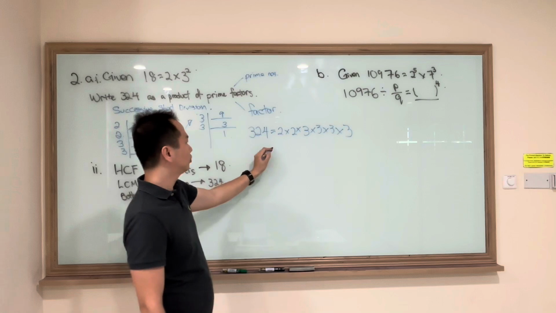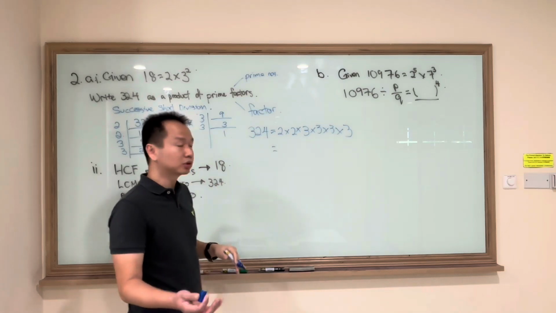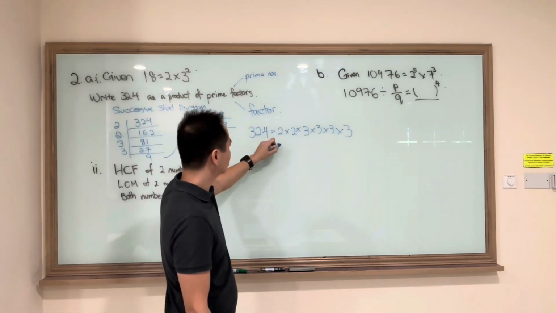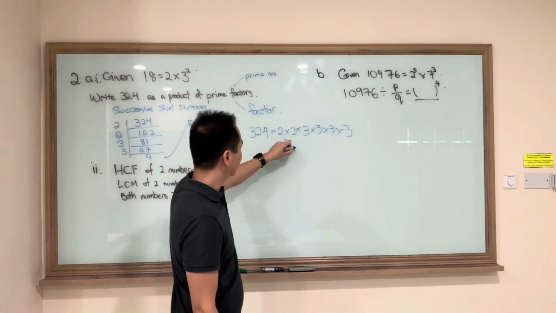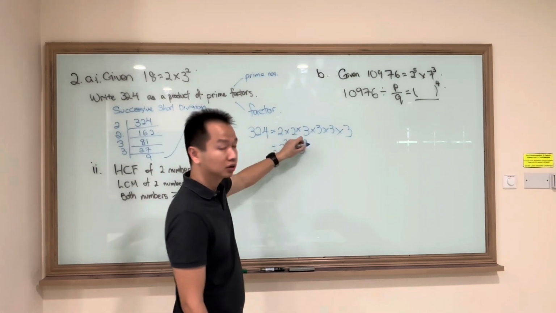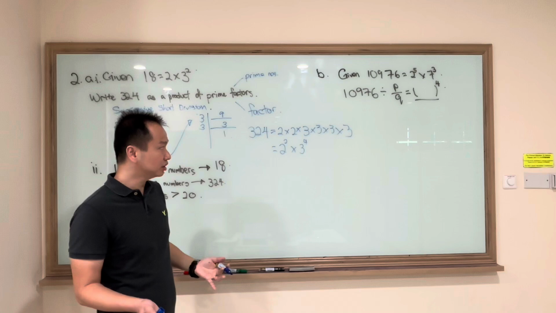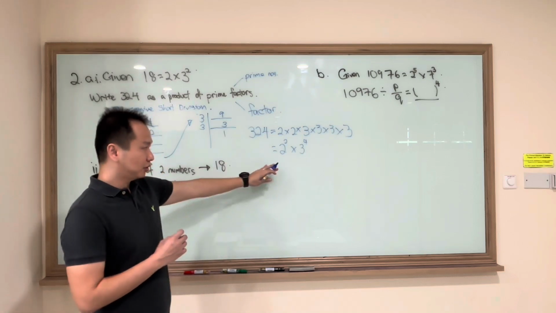So if we express it in terms of indices and power, it's 2 to the power of 2 multiplied by 3 to the power of 4. So far, any questions? Okay, you'll get it?